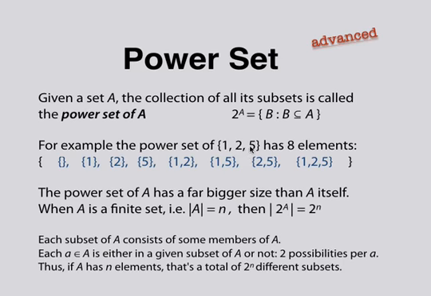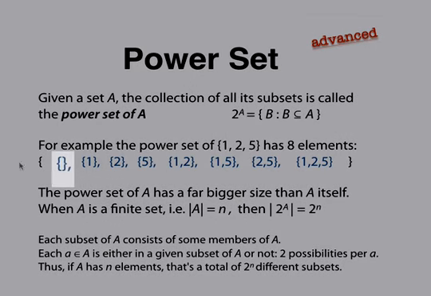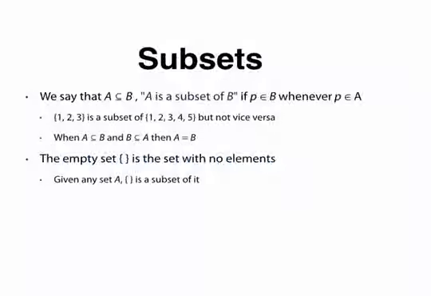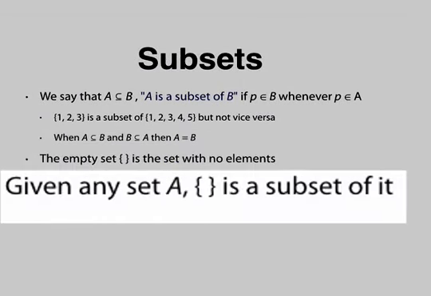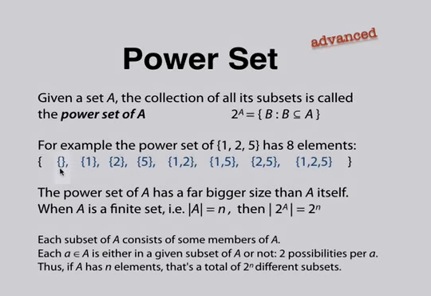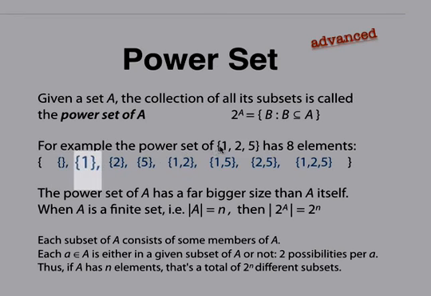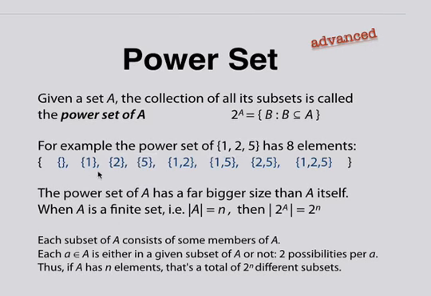Well, first of all, you could have the empty set. If you remember, the empty set is the set with no elements, and given any set, it's a subset. So the set with no elements, then we've got the set with just the element 1, then we have just 2, and just 5. So much for the sets with 1 element.